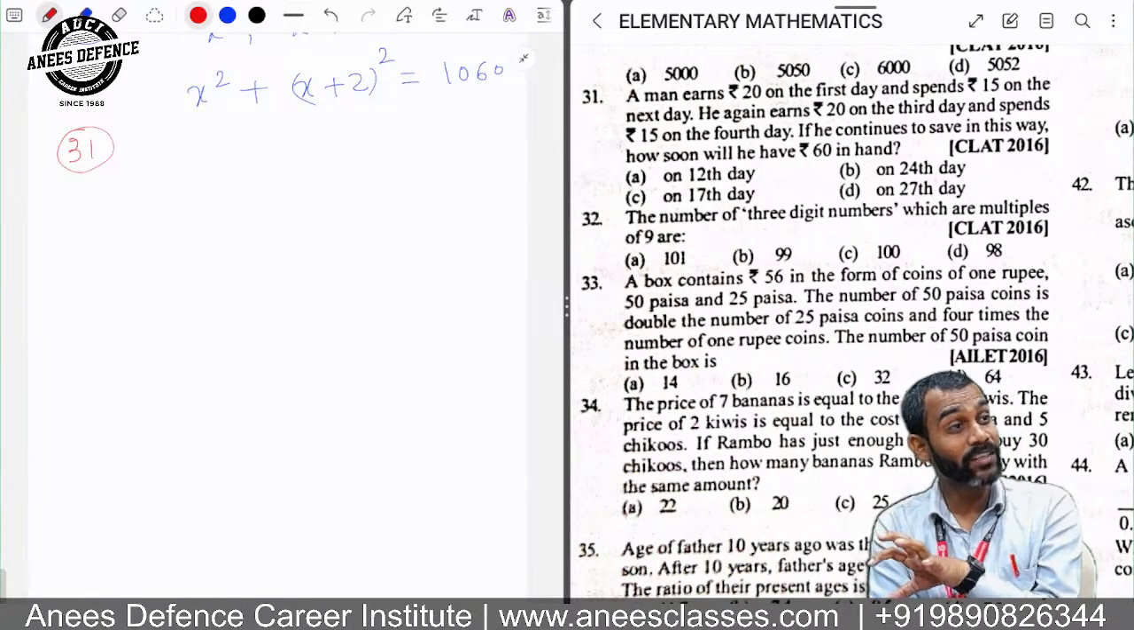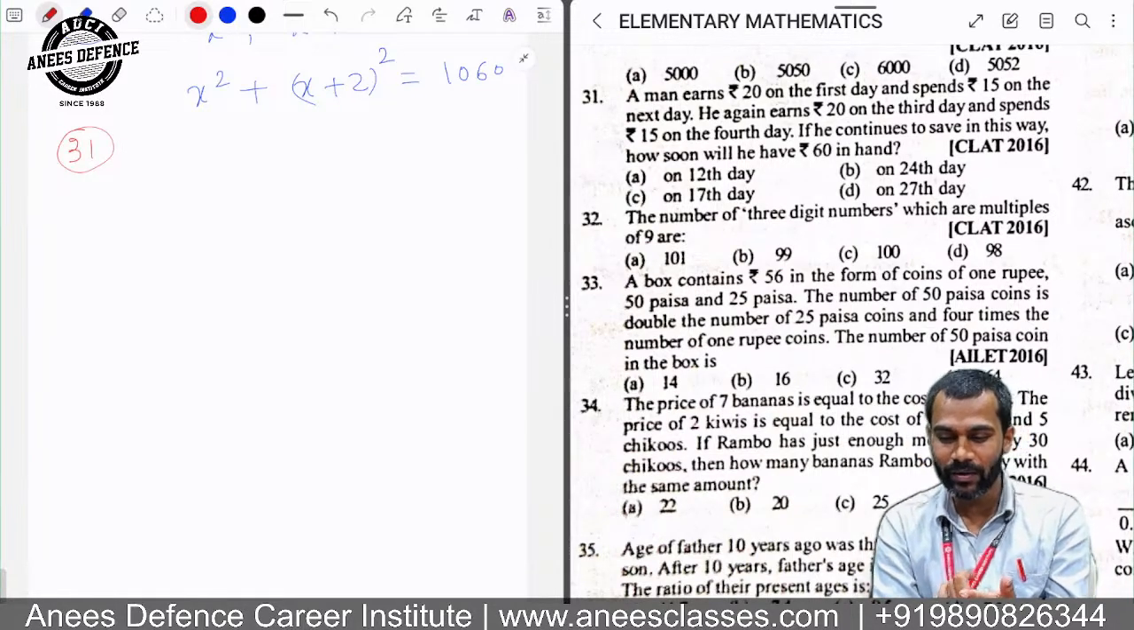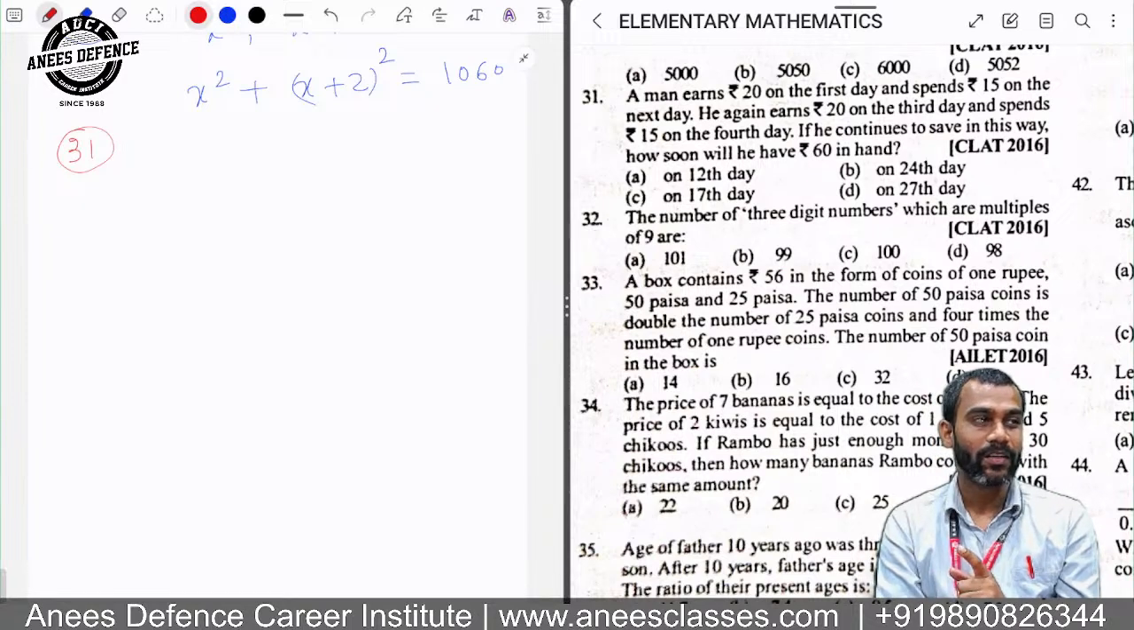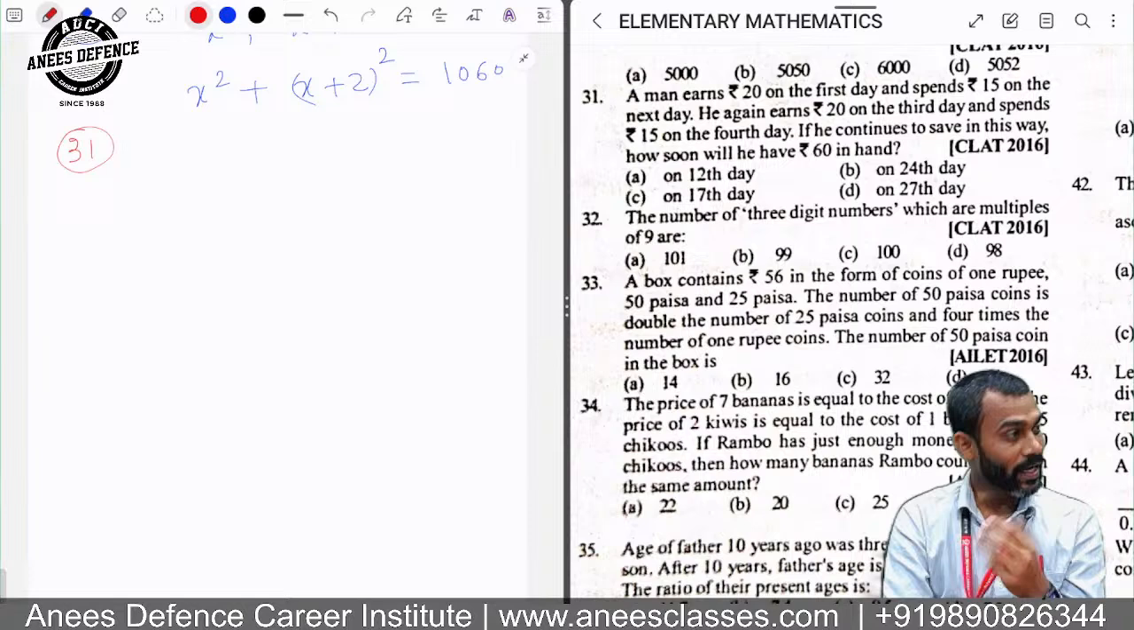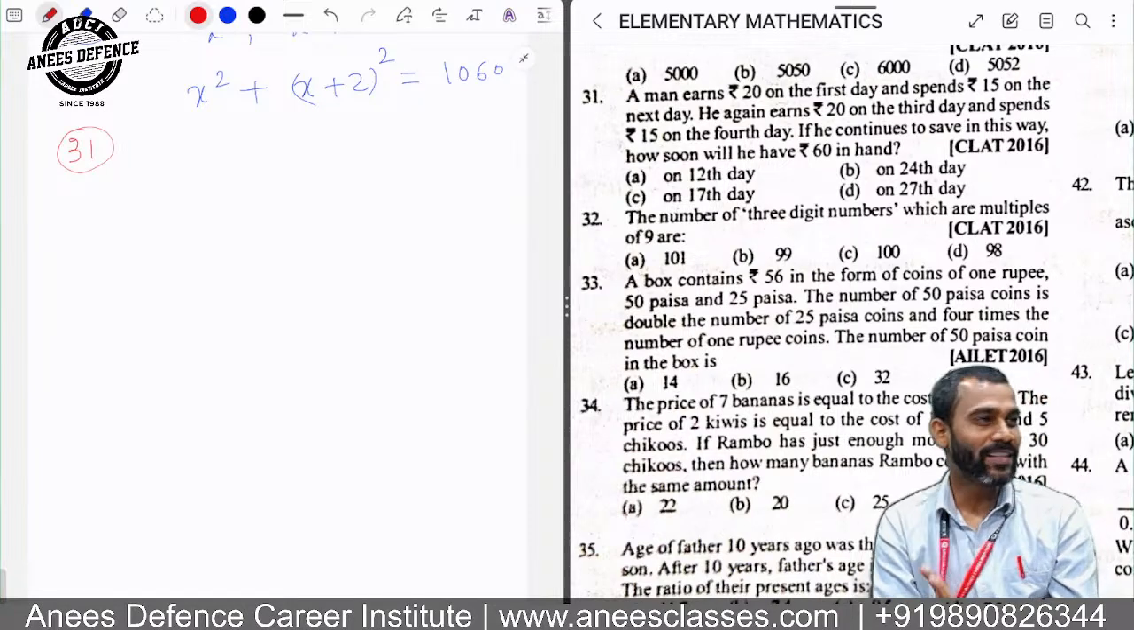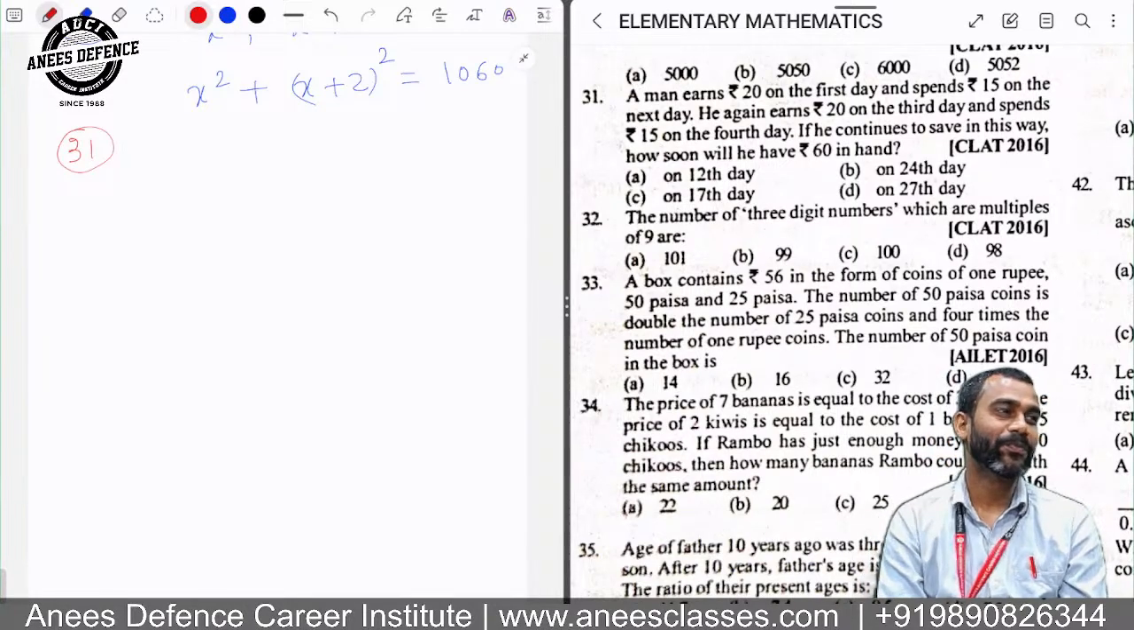So how many such 2 days will be needed in order to save 60 rupees? 12. So 12 into 2, it should be 24. Again, that is also wrong. Yes or no? Why wrong? Tell me.